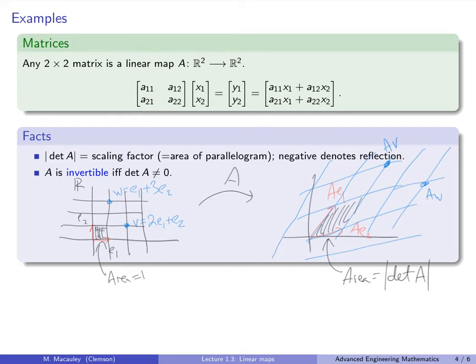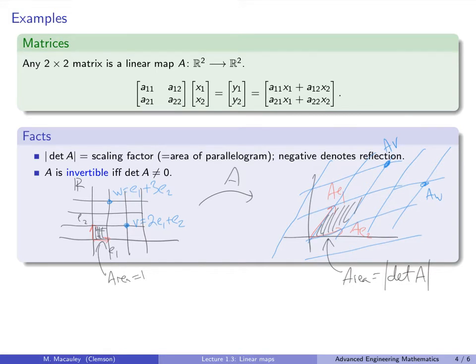Now this particular determinant is negative because notice that E1 and E2 swapped locations. So informally, if I start at E1, I have to go counterclockwise to E2, but over here I have to go clockwise. So that happened because there was some stretching involved, but also because there was a reflection. So this thing got reflected, so the determinant is negative.